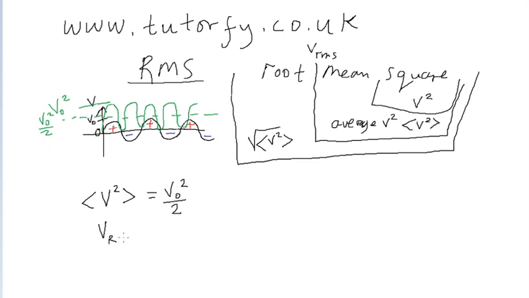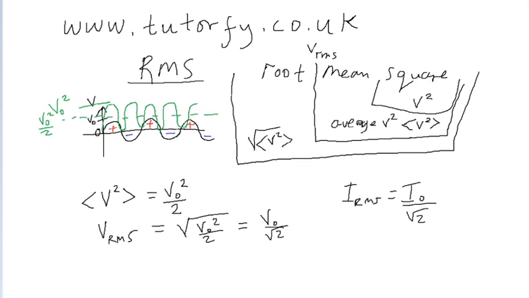VRMS. So here we've got the average of v squared. For VRMS, we need to take the square root of this thing, right? So we need to take the square root of v naught squared over 2, which just gives us v naught at the top and root 2. Because if you take the square root of a fraction, you have to square root both the top and the bottom, and you get that. That's the value. And of course, equivalently, if you're talking about current, for example AC current, IRMS will also be I naught, the peak current, over root 2, and so on.